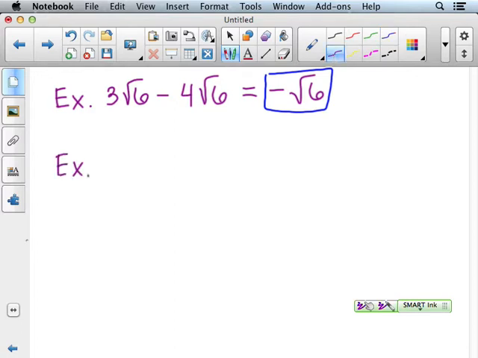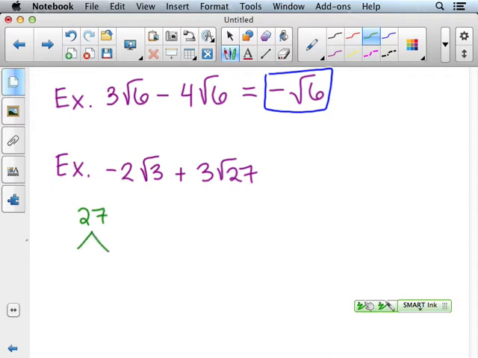Our second example is a little bit more complicated. Negative 2 square root 3 plus 3 square root 27. When you look at this at first, you might think that you can't add these together because they don't have the same radicand. This is square root 3 and this is square root 27. But what can you do with this square root 27? Well, you can factor tree it. So that's what I'm going to do.